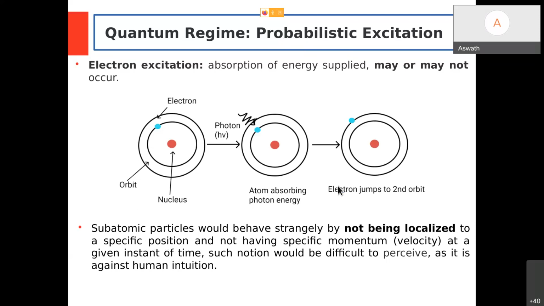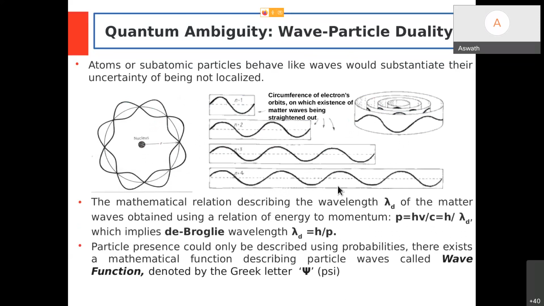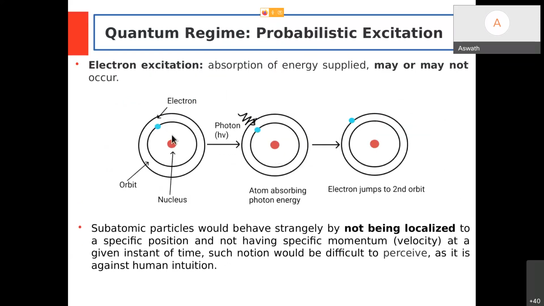So let me get a little bit more into how the probabilistic nature leads to a different area or different description of quantum physics. It is in fact called quantum ambiguity. Here, if the electron is in this orbit, it is rotating in this orbit. At any given moment, I can't specify its location, and I can't specify its momentum with accuracy, because it's so tiny.